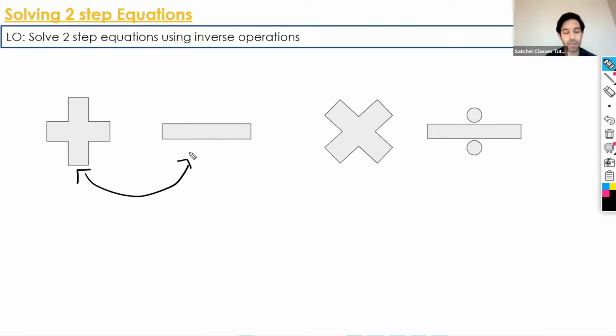Addition is the inverse operation of subtraction, or subtraction is the inverse operation of addition, because when we want to undo addition, we would do subtraction, or if we want to undo subtraction, we would do addition. So these two are inverse operations. Likewise here, we have multiplication and division. The opposite of multiplying is dividing, and the opposite of dividing is multiplying. So these two are also inverse operations. It's really important that we understand this bit before we move on.